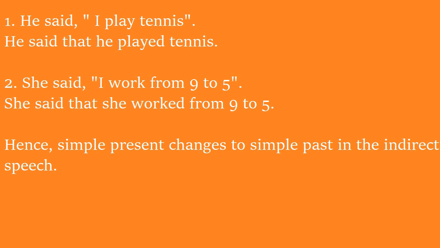Look at sentence number 2. She said, "I work from 9 to 5." She said that she worked from 9 to 5. Look at the transformation. I has been changed to she because it is used to refer to the person who has said the sentence, and work has been changed to worked because simple present changes to simple past in the indirect speech. The rest of the sentence remains the same. Now, one thing more: indirect speech is also known as reported speech.